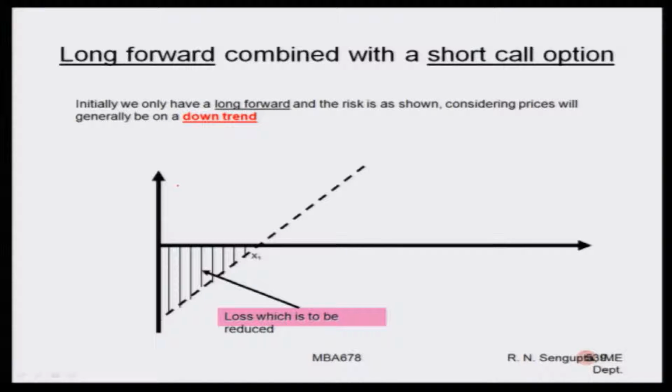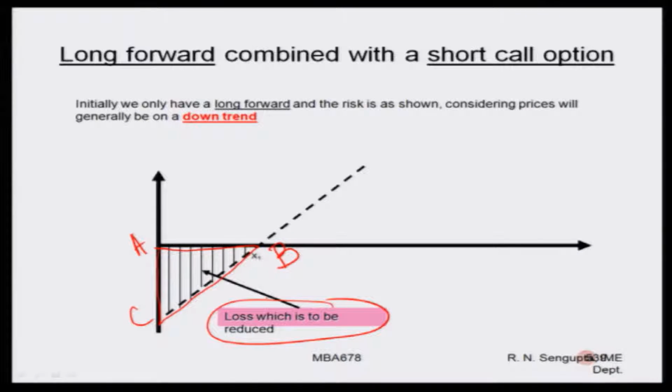So, considering the prices generally would be on a downward trend, in this diagram the forward which you have, the overall hashed lines which you have, this portion, which is the triangle ABC. So, this is the overall loss. Now you will be asking yourself, well, obviously there is a profit also in the case the ST price is greater than X1, that is true, but what we are more concerned with is the loss. So, our loss is this pink highlighted one, this is the loss which is to be reduced.